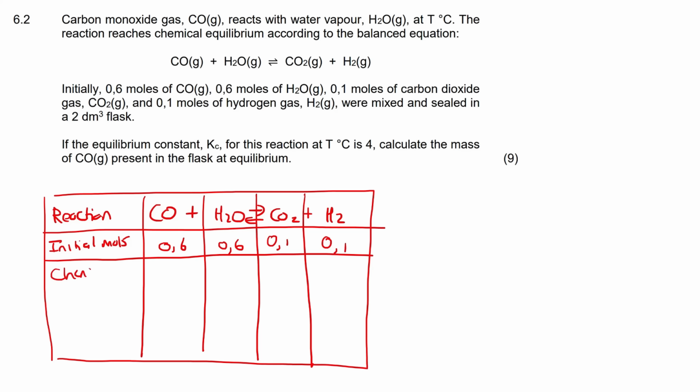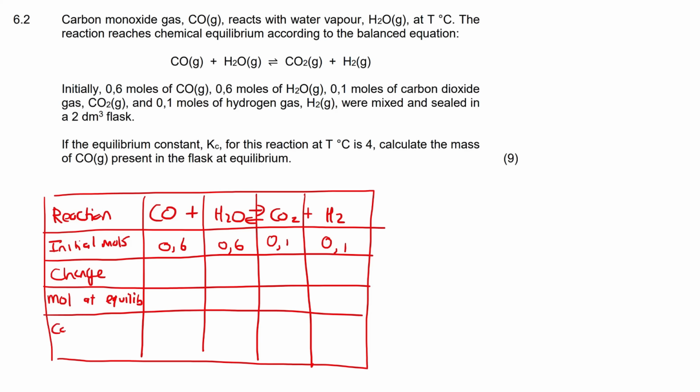Then we look at the change, which they don't really tell us anything about at the moment, so we won't fill in anything there for now. Then we've got mole at equilibrium, and then we've got concentration at equilibrium. What else do we have? We know what the equilibrium constant is, but they don't tell us anything about the change. That's fine. We can just make the change.